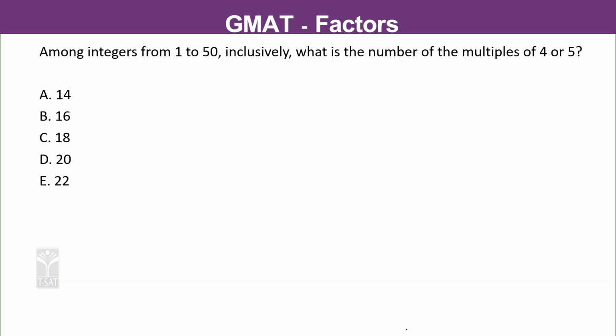Among integers from 1 to 50 inclusively, what is the number of multiples of 4 or 5? As we had seen, to check how many multiples there are of 4 from 1 to 50, you need to divide 50 by 4. 4 ones are 4, 5, 4 twos are 8, plus 2 by 4. This is a remainder. So the number of multiples of 4 will be equal to 12.